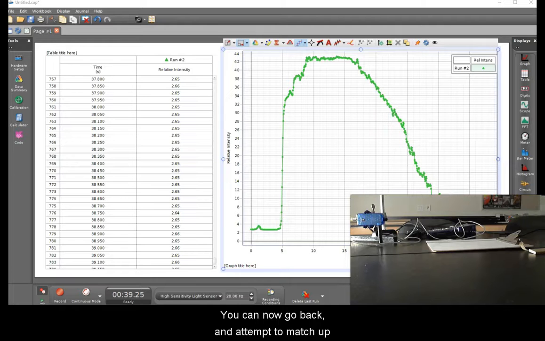You can now go back and attempt to match up what's happening in the graph versus the angle of the target board. Greater precision is not going to be demonstrated here, but it would involve more precise setup of the angle as well as multiple measurements at each of those angles.